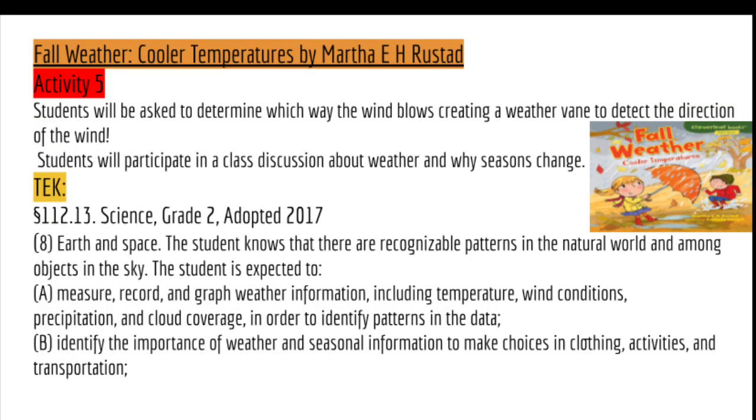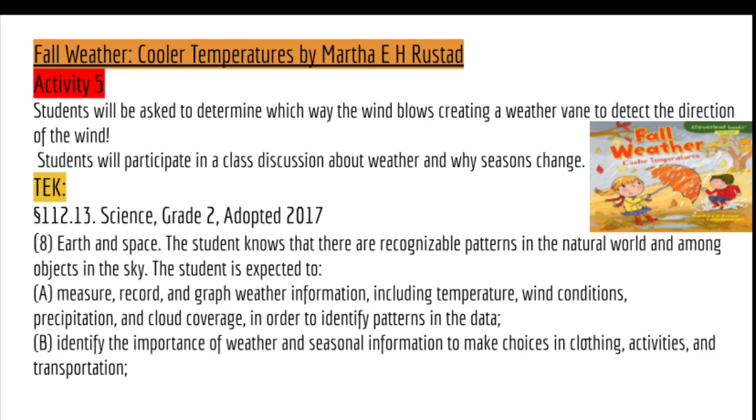For activity 5, the book that we are doing the activities over will be Fall Weather, Cooler Temperatures by Martha E. H. Rustad. For activity 5, students will be asked to determine which way the wind blows, creating a weather vane to detect the direction of the wind. Students will participate in a class discussion about the weather and why seasons change, which is going over through the book.